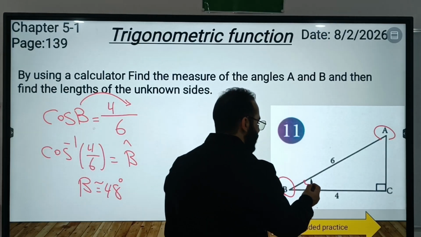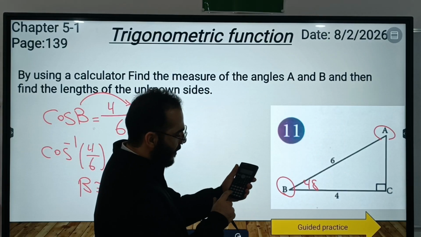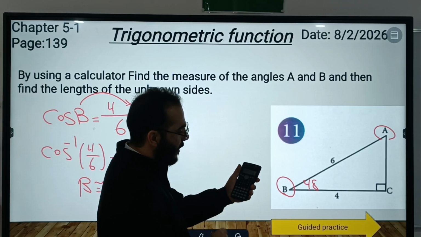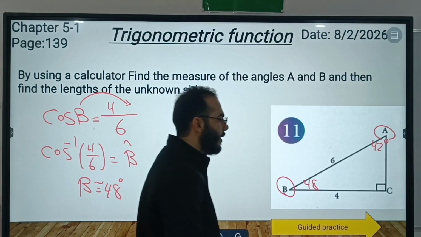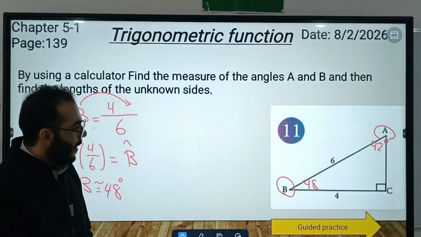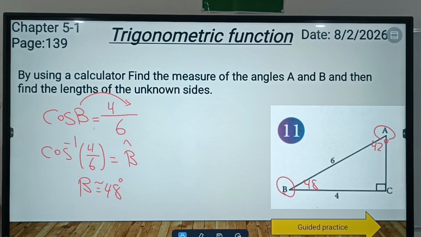So if here is 48, how much will remain for here? So we are going to say that 90 minus 48 equals 42. So here equals 42 degrees. Okay, so 42 and 48. These are the angles that we need to use inverse trigonometric functions to find.